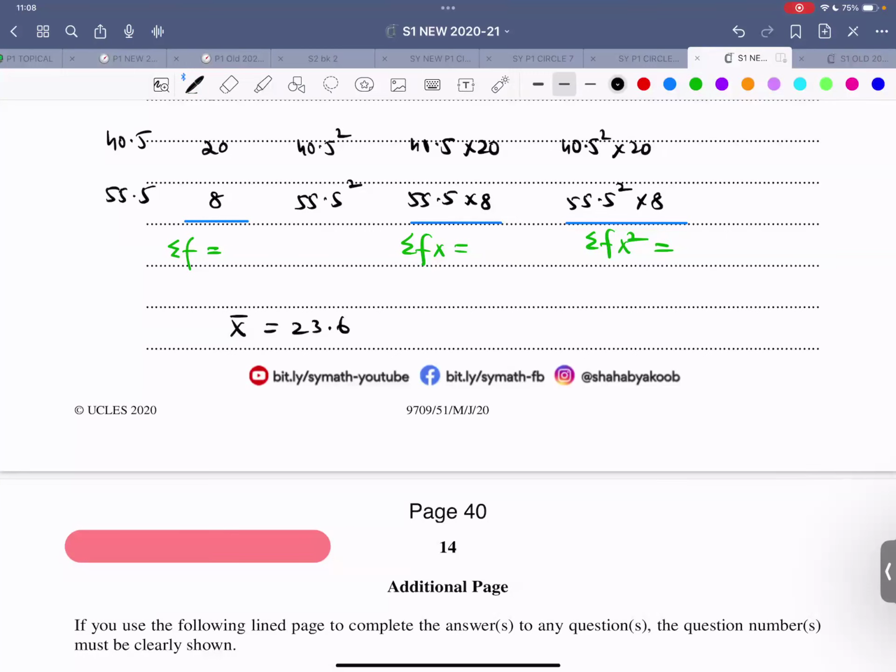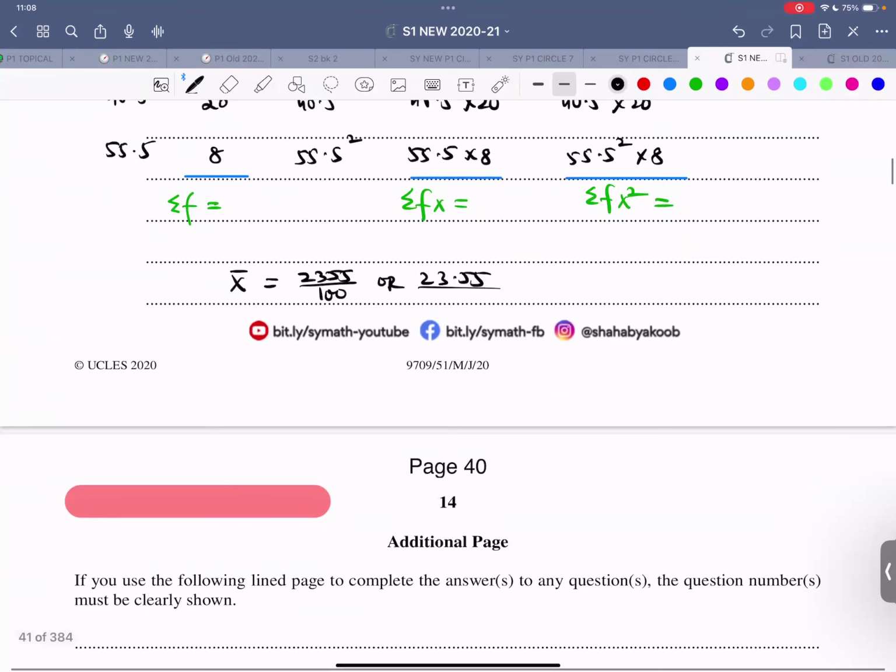And variance, let me write the steps also. So x bar is 2355 over 100, that is 23.55. You can leave the answer in the exact form, or some people round it off. But I think if it's exact, there is no rounding off. Even in the mark scheme, they have rounded off. I don't know the reason why.